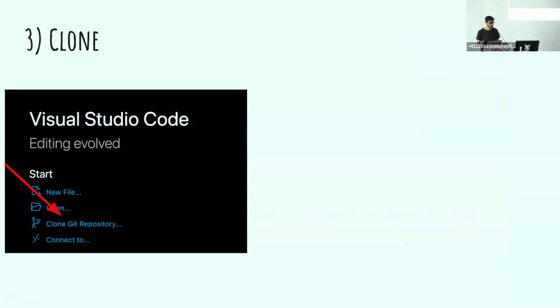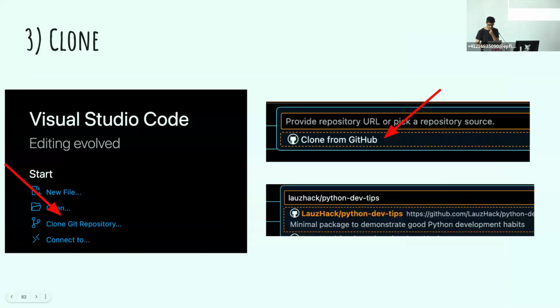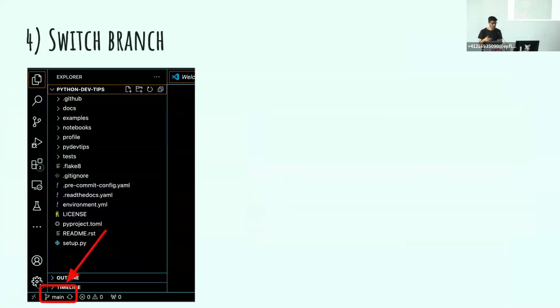And now we're going to do the same steps that we saw before. I'm going to clone my fork of the repo, so not the original one. So I go to clone GitHub repo. And then instead of looking for my username, Python Dev Tips, now LauzHack Python Dev Tips should show up as well. Since anything that's public, you'll be able to index it and clone from there. So I'm going to clone this. Again, I pick its location, as we saw before, and save it somewhere.